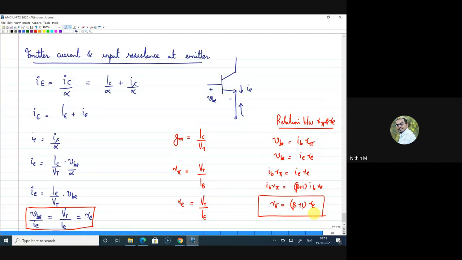So just to clarify that, when you have current as IB and this as VBE, the resistance looking into base is R pi. At the same time, when you have a transistor, and if you look from emitter, the resistance seen is re, and both are related as R pi is equal to beta plus 1 into re.